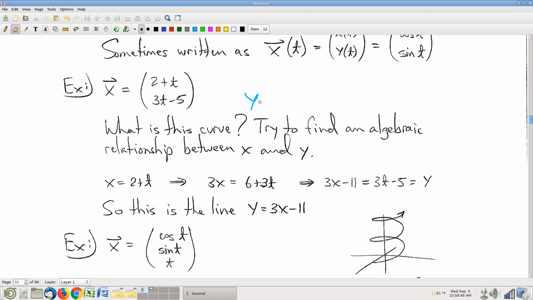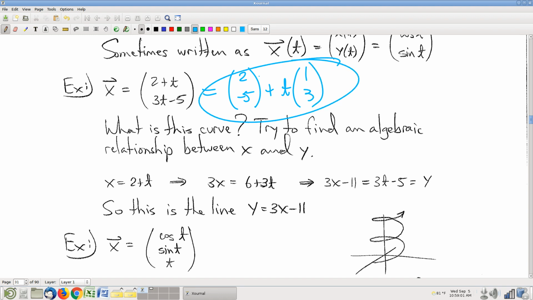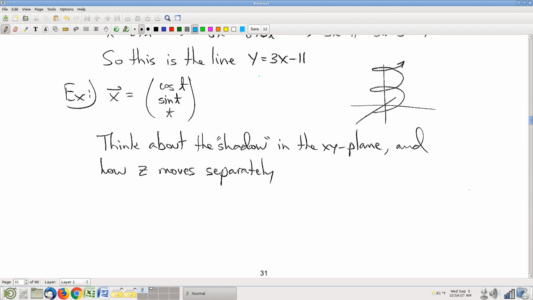By the way, here's another way that you could address that. You could rewrite this as (2, negative 5) plus t times (1, 3). And then from that, you can say, hey, I know what that is. We just talked about that yesterday. That's a parametric line.